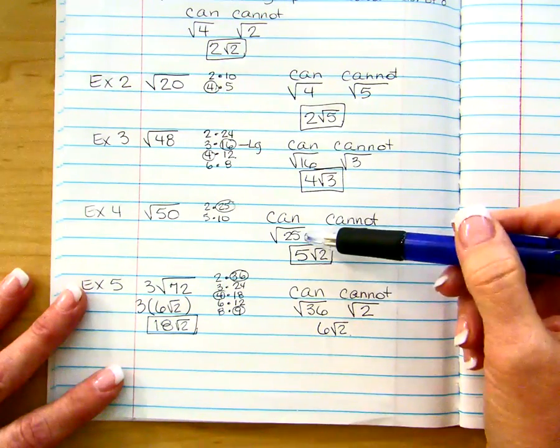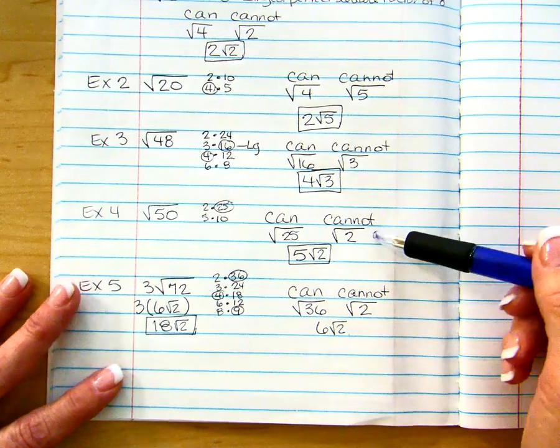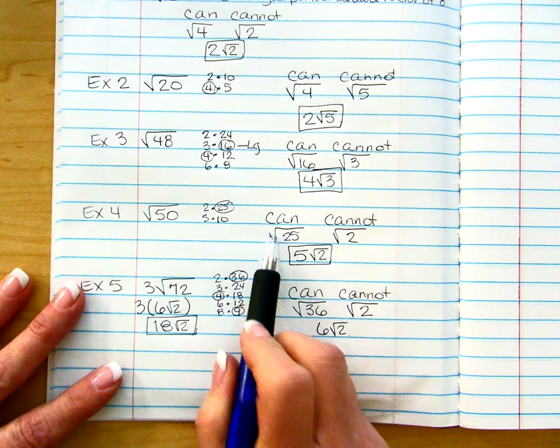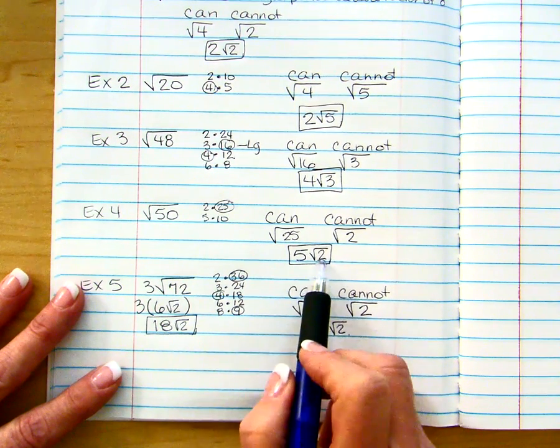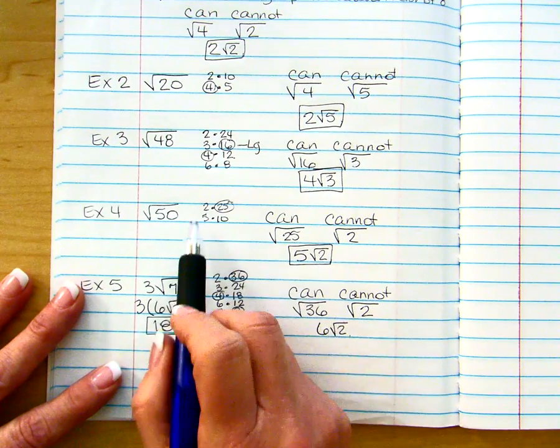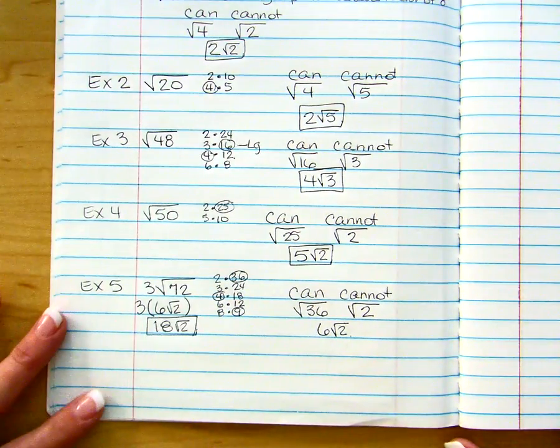We can take the square root of 25. We cannot take the square root of 2. The square root of 25 is 5. Square root of 2 simply gets written down. 5 times the square root of 2 is the simplification for the square root of 50.